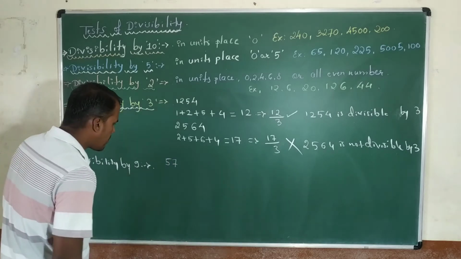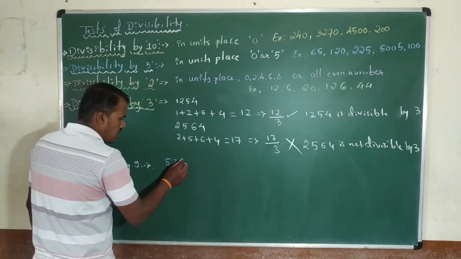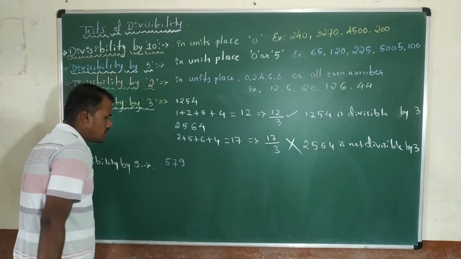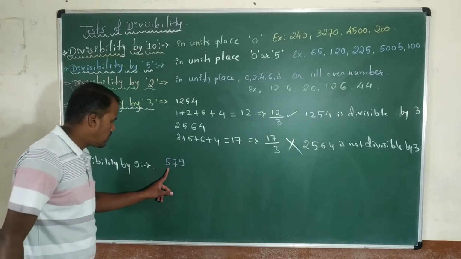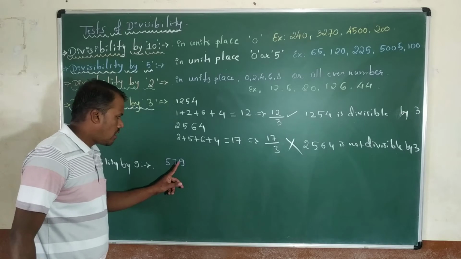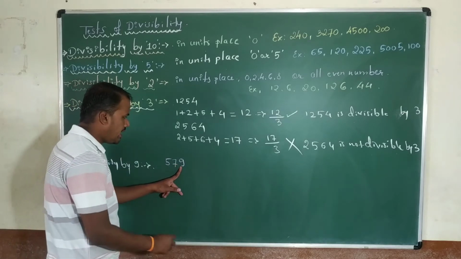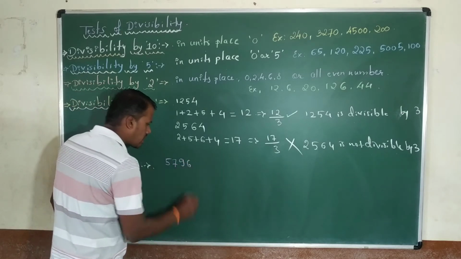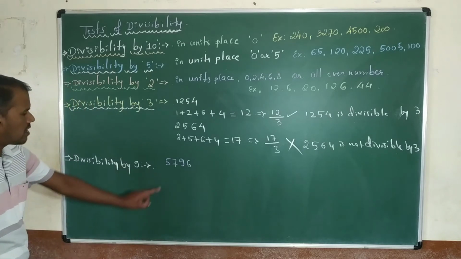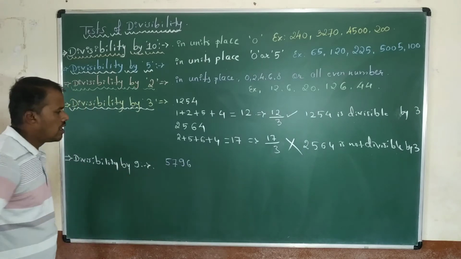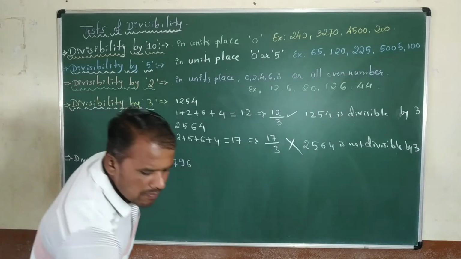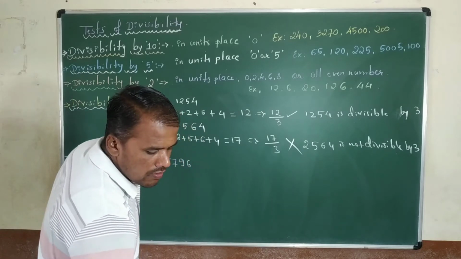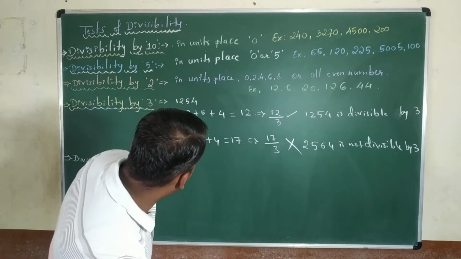For example, 5,796. We have to check whether the given number is divisible by 3 or 9 or not. Check it. The same concept we have to follow here.